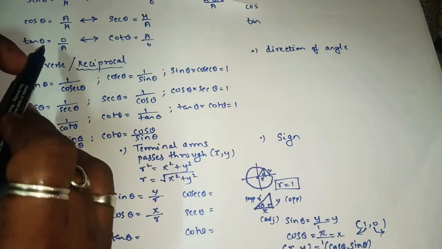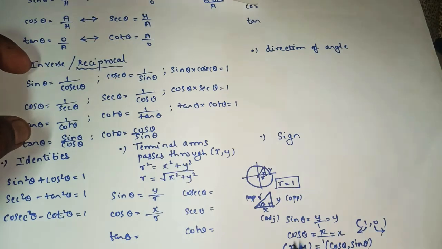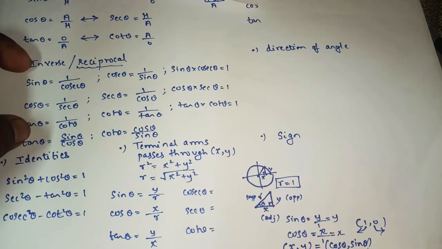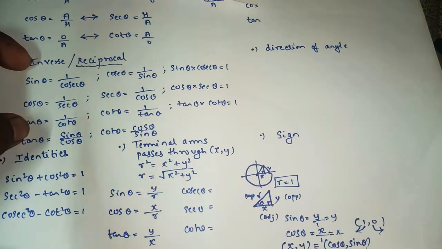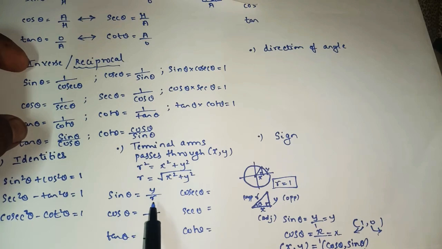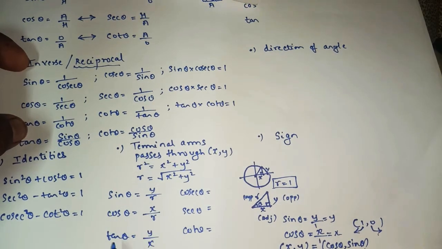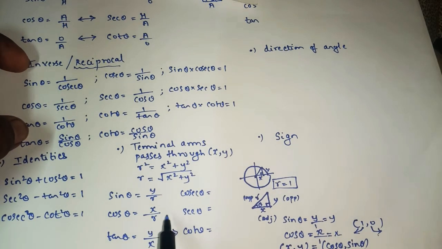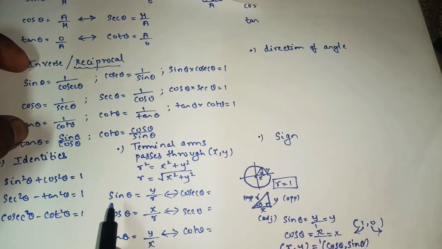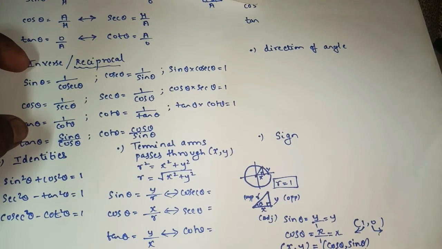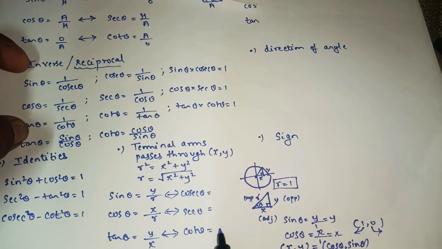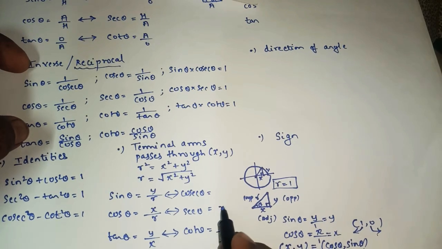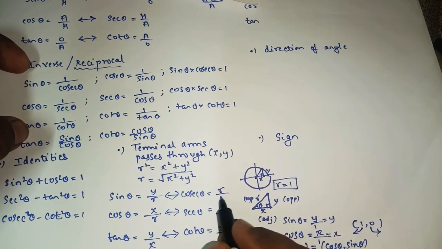For tan we know that the formula is opposite upon adjacent. So your opposite is Y, adjacent is X. So here we got these three formulas with the help of ratio. Sin theta is Y upon R, cos theta is X upon R, tan theta is Y upon X. Sine and cosec have a reciprocal relation, cos and sec have a reciprocal relation, tan and cot have a reciprocal relation. So these will be X upon Y, R upon X, and R upon Y.